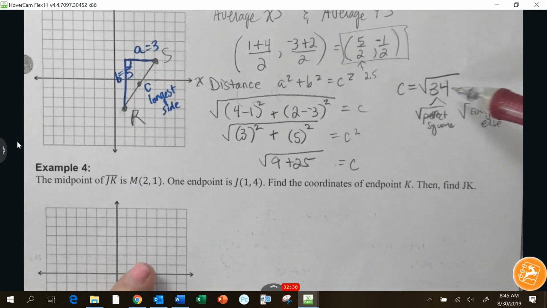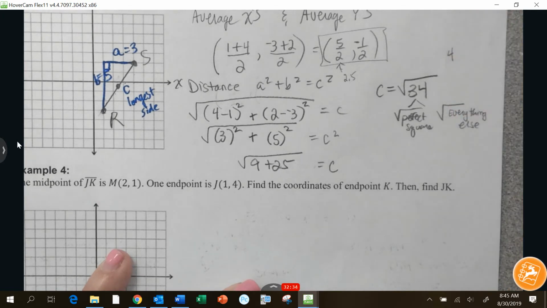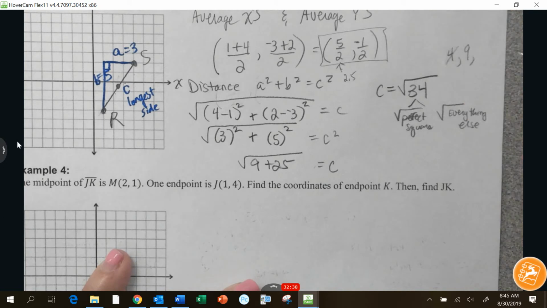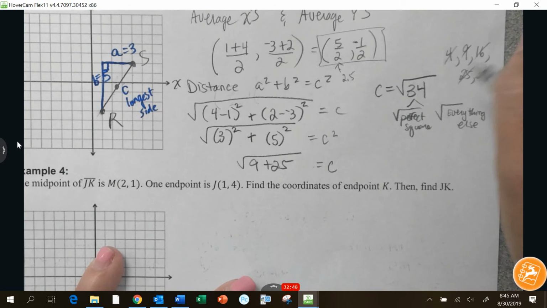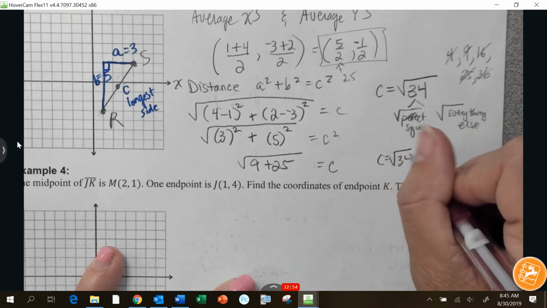Is there a perfect square that goes into 34? Examples. Does 4 divide into 34? No. Does 9 divide into 34? No. Does 16 divide into 34? Does 25 divide into 34? Does 36? Nope, that's already too big. So does 34 have any perfect squares that divide into it? Nope. So my answer, you can't simplify it. It's just square root 34.